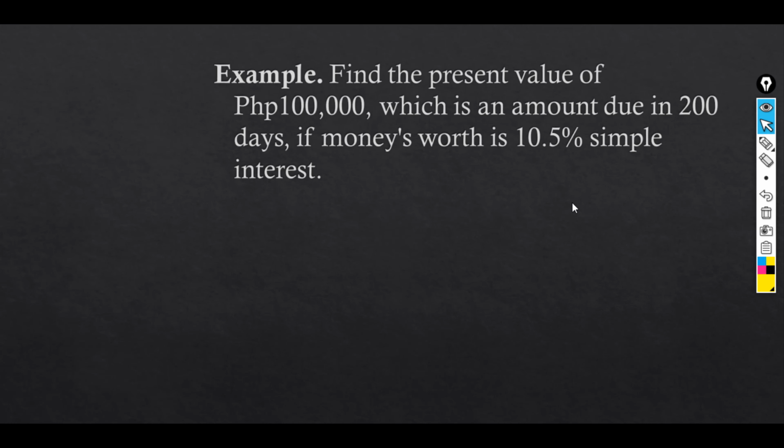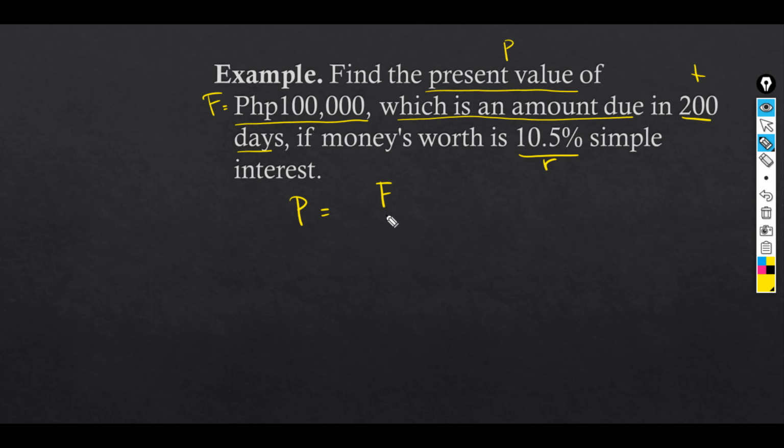Next slide. Find the present value. So, we're looking for P, the present value of 100,000, which is the amount due in 200 days. The amount due is the F, the final amount, the future value, if money is worth 10.5% simple interest. So, 10.5 is the rate. The given are F, R, and T. So, if we're looking for P, P equals F over 1 plus RT.